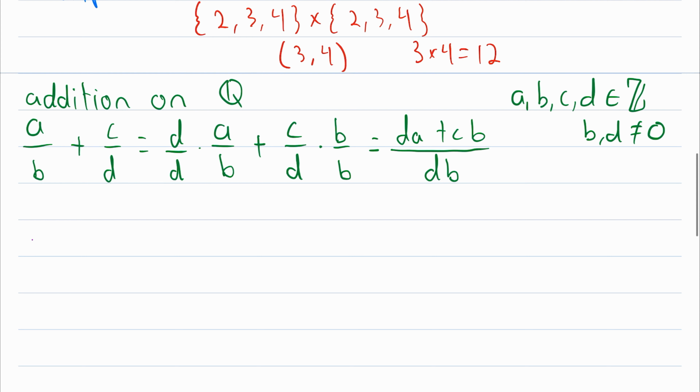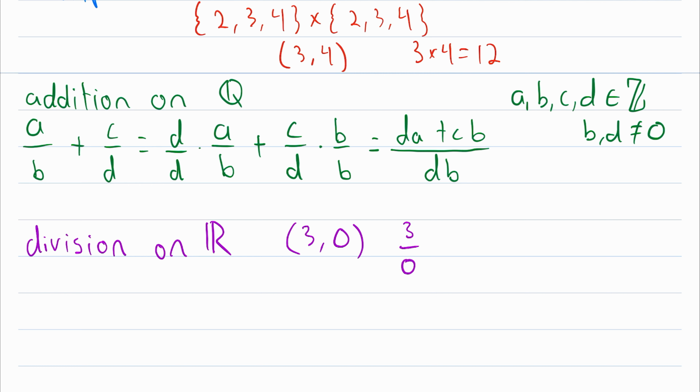One last quick example. How about division on the real numbers? Is this a binary operation? The answer is no, it is not. If we try to plug the domain element, say (3, 0), into our division function, that is undefined, because we cannot divide by 0. 3 divided by 0 is undefined, so division on the real numbers cannot be a binary operation.